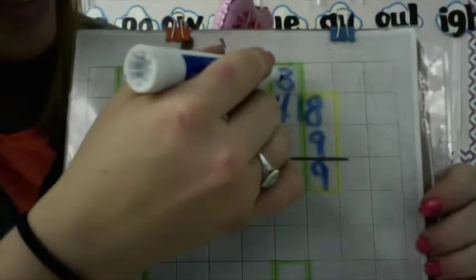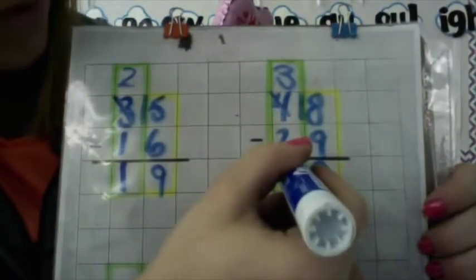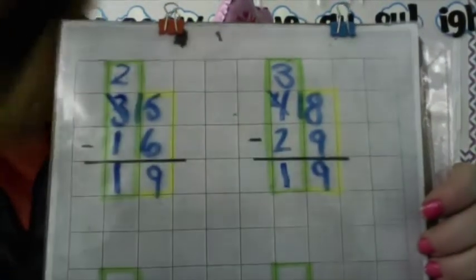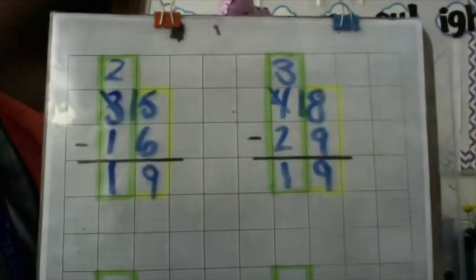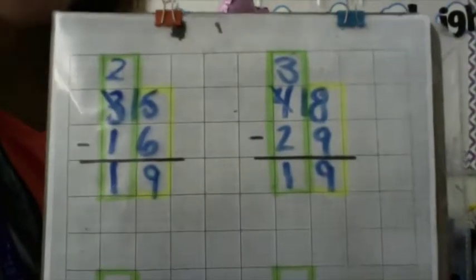And then in my tens, 3 take away 2 equals 1. So my answer was, again, 19. How'd you do? Make some corrections if you need to. It's okay to make mistakes.